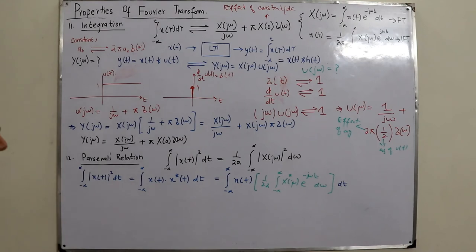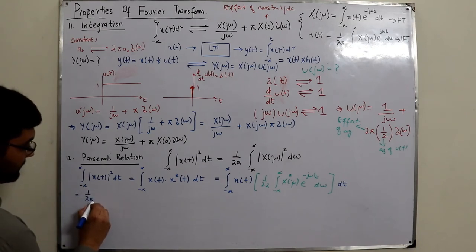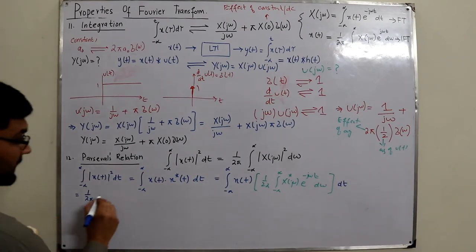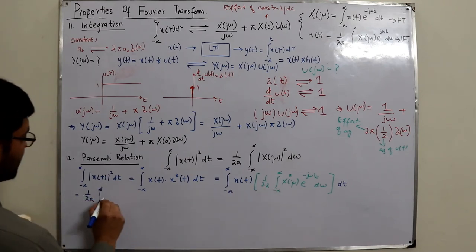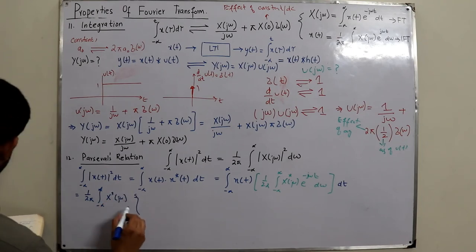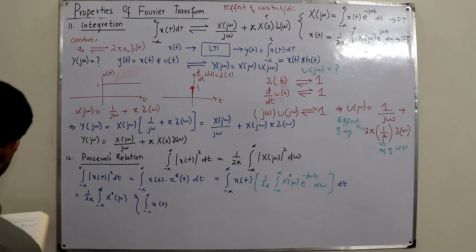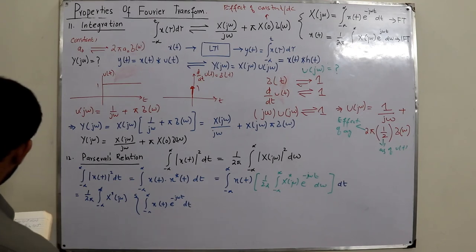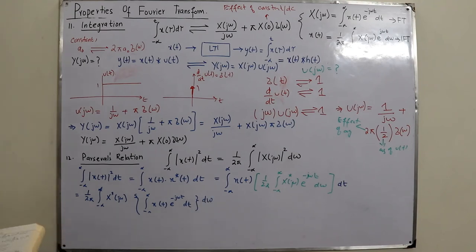Now what I do is I change the order of these integrations, which means 1 upon 2 pi is first of all taken outside. Fine. Then I have, and let me take my copy so that I could hurry up, negative infinity to positive infinity x conjugate of j omega. Okay, and then we have another bracket in which I put the negative infinity to positive infinity x of t exponential of negative j omega t dt. Fine, and only the d omega remains.